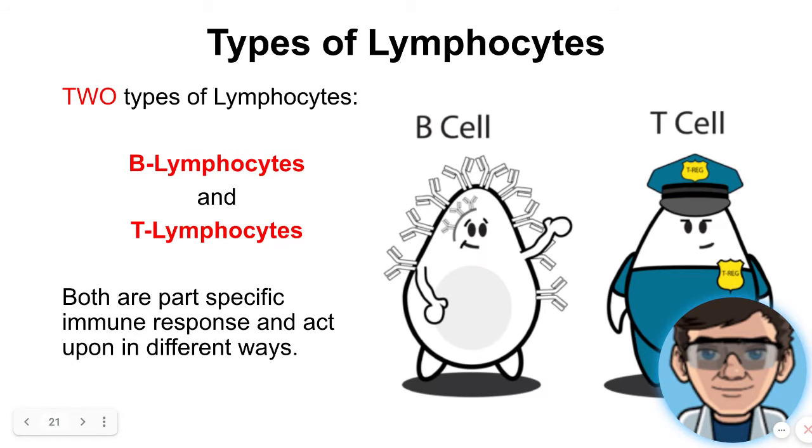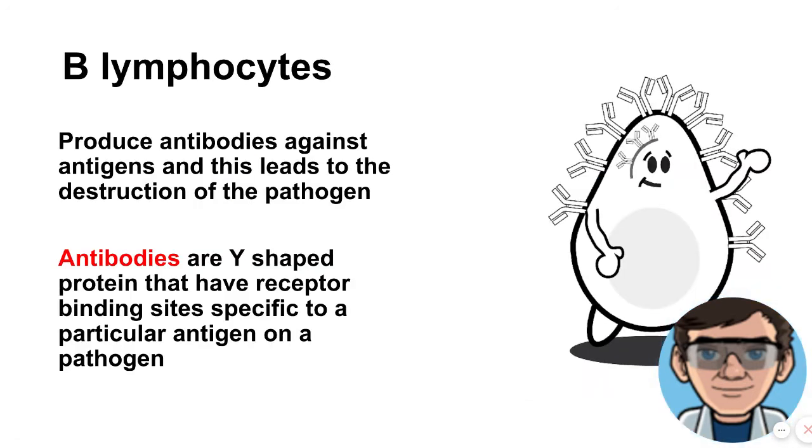I said there are two types of lymphocytes. They both work in the same way. They both have receptors on their surface that are stimulated when the receptor binds to an antigen, and the first thing they both do is to rapidly divide and create a clonal population. But there are also differences between the two. We've got B lymphocytes and T lymphocytes. Let's look at B lymphocytes first of all.